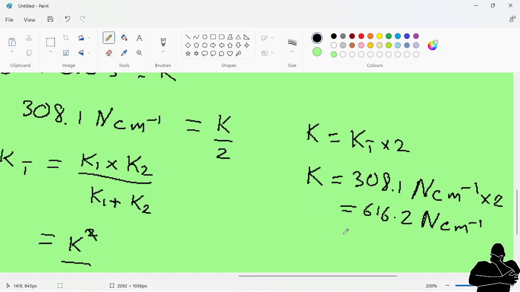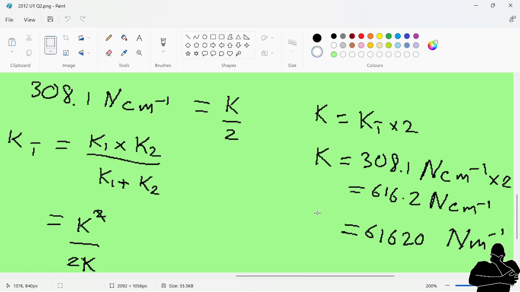If you wanted to convert it to newtons per meter, you would simply multiply this number by 100. So you would get 0.61620 newtons per meter. Part D.